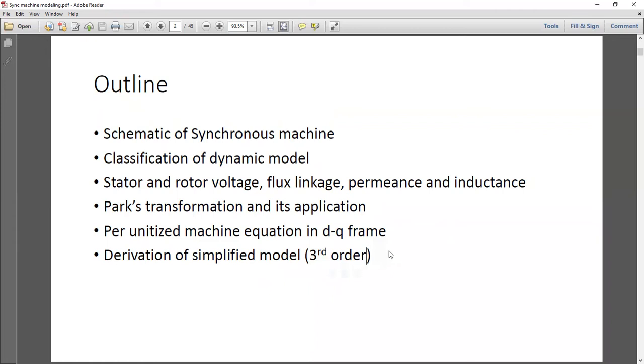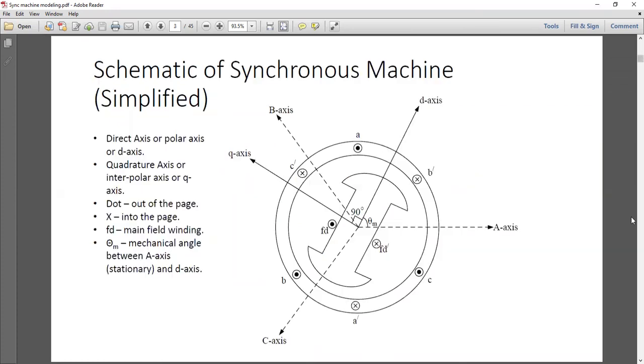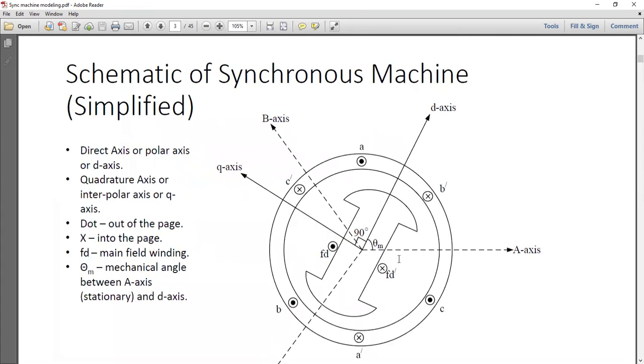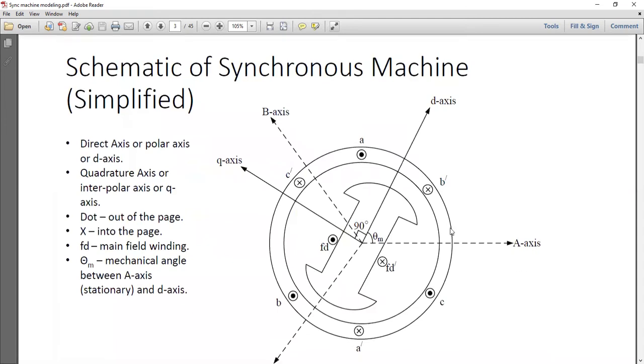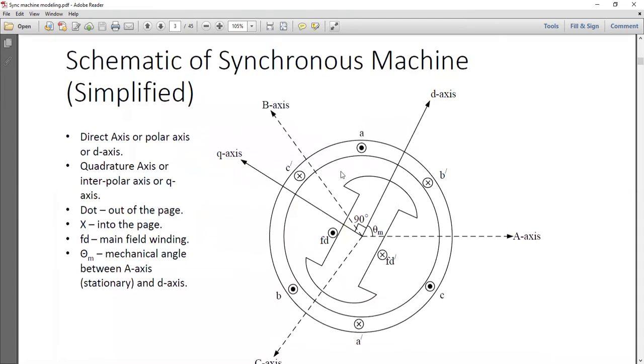But we have to go through some difficult steps to reach this stage. So let's start our journey slowly with the schematic of the synchronous machine. Can you see this picture clearly, or should I zoom in a little bit more? Is it okay? Yes, sir, it is okay. Okay. Let's make it 100 exactly.